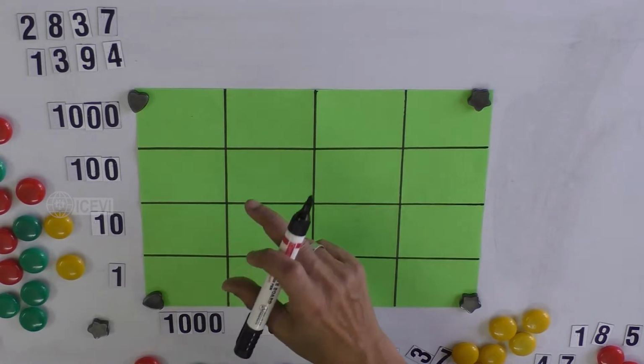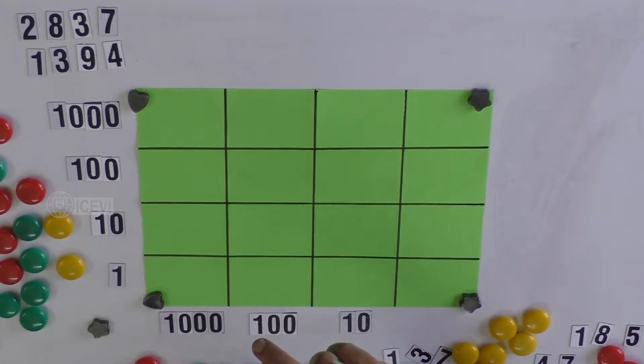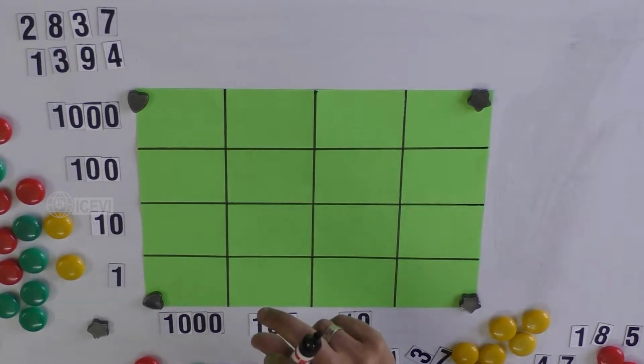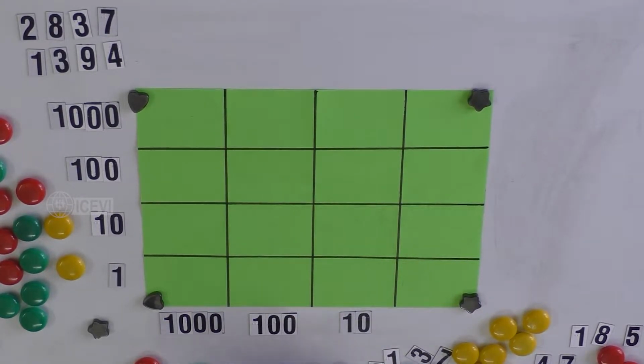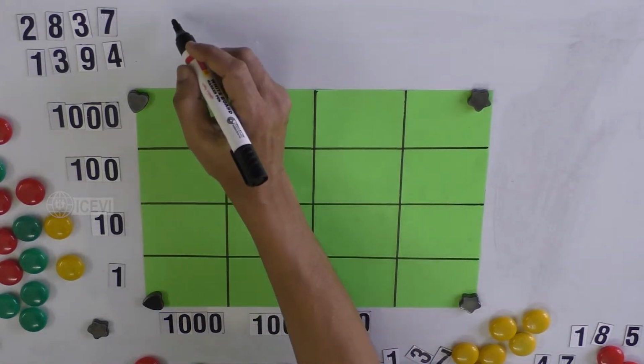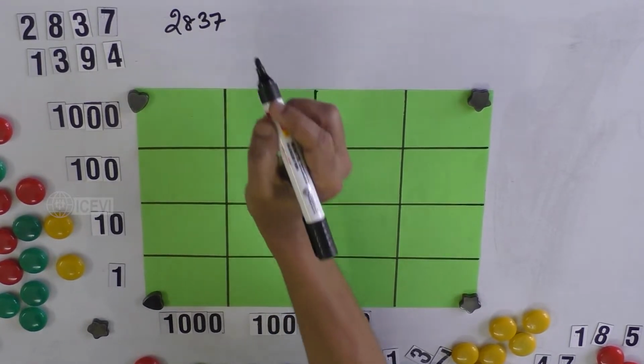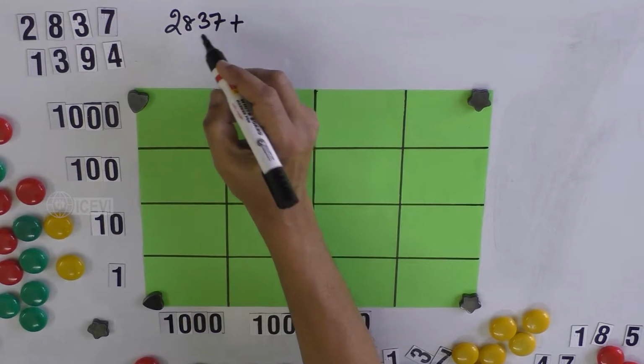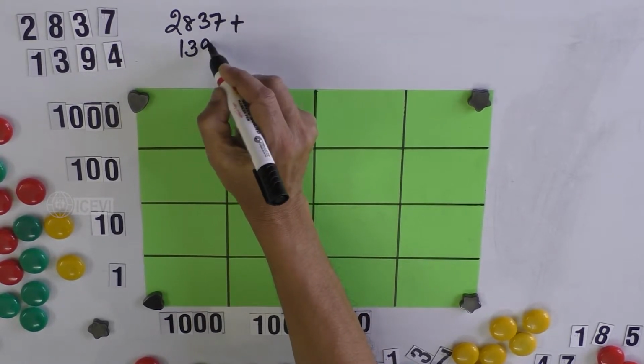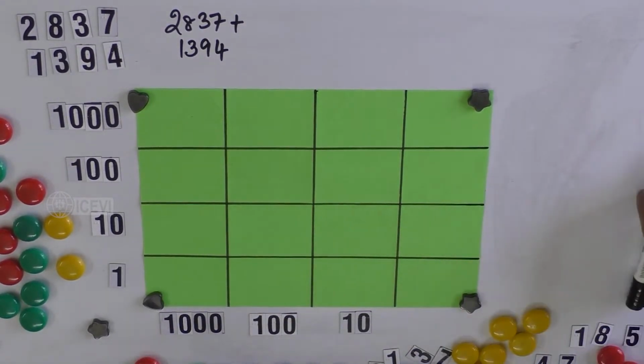Let us add numbers where the sum of the two digits is exceeding 9. So let us see how we can handle when you get the sum of the digits in double digit. Now let us take the number 2837 and let us add this with 1394. Now let us place the numbers first.